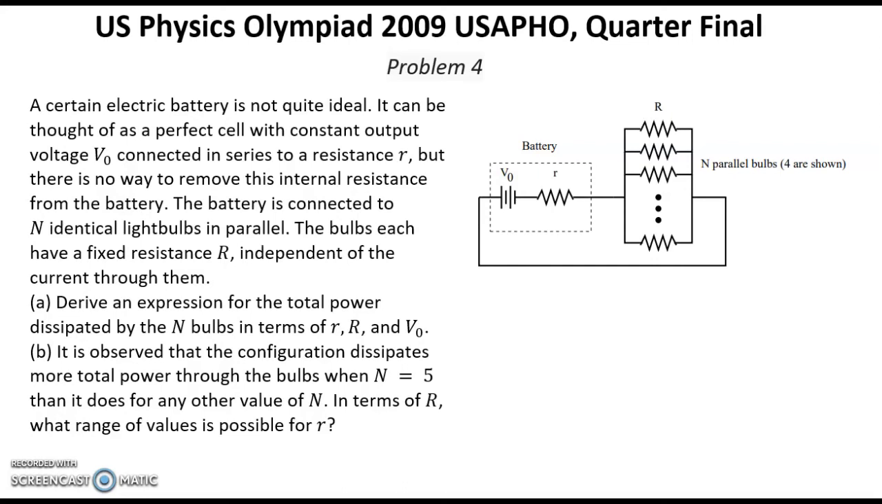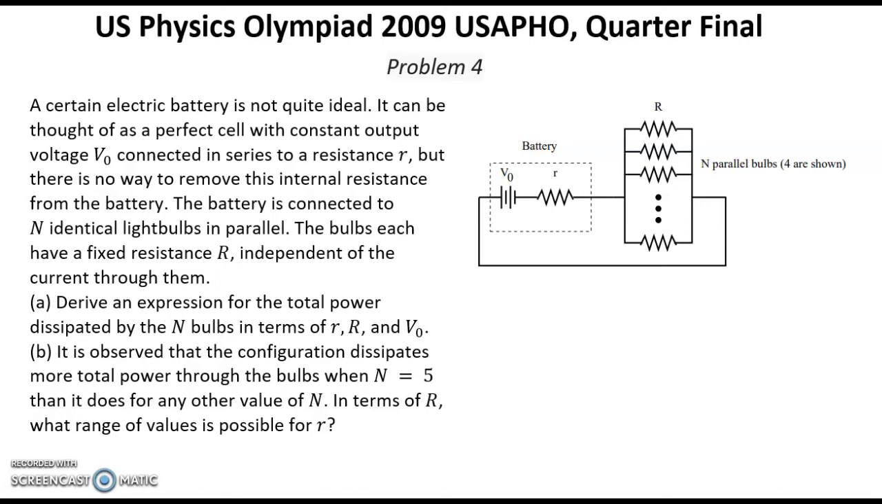So the problem. A certain electric battery is not quite ideal. It can be thought of as a perfect cell with a constant output voltage V0 connected in series to a small resistance r, but there is no way to remove this internal resistance from the battery. The battery is connected to N ideal light bulbs in parallel. The bulbs each have a fixed resistance R, independent of the current through them.